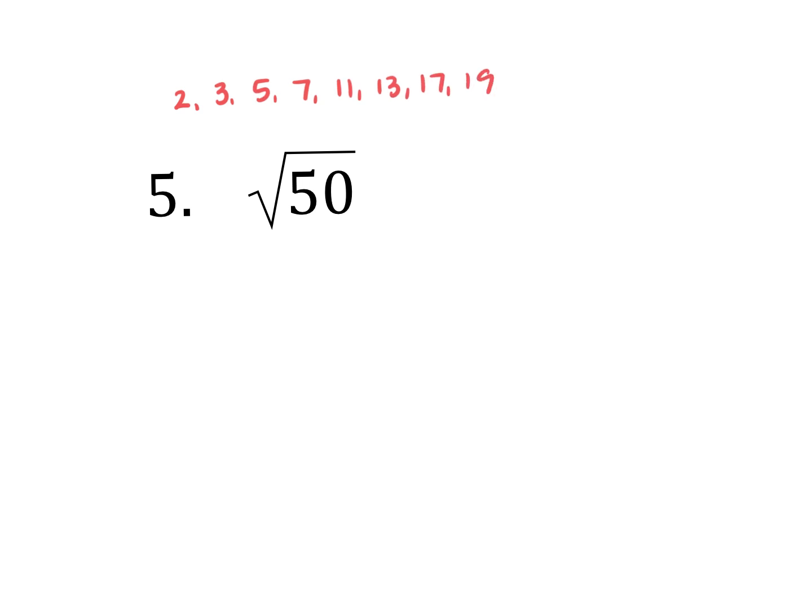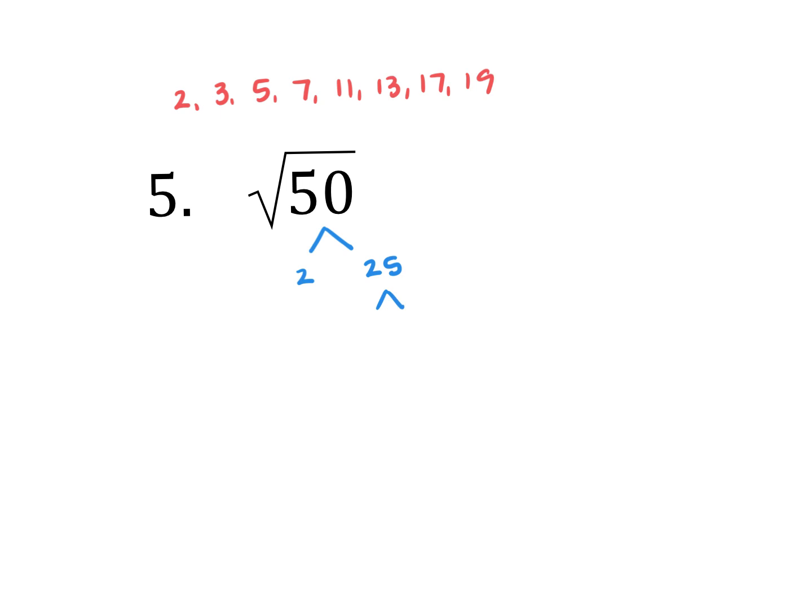Okay, I'm going to start by breaking up my 50. 50 is even, so I want to start with my even number, which is a 2. If I did 50 divided by 2, I get 25 left. Okay, 25 is an odd number, so I'm going to break it up with one of the odd numbers. The first odd number I'm going to try is my 3. So if I did 25 divided by 3, that's going to give me a decimal number. So I don't want to use my 3.